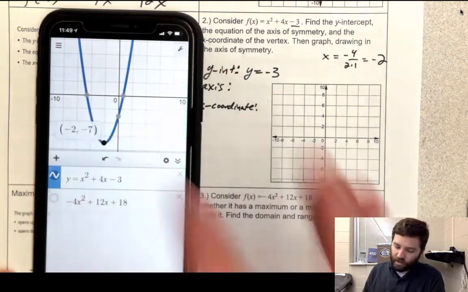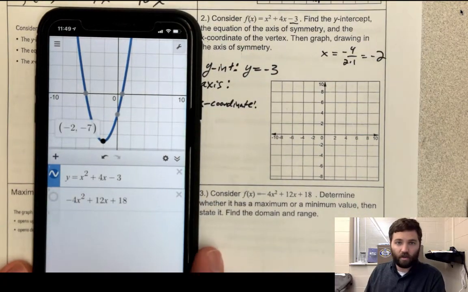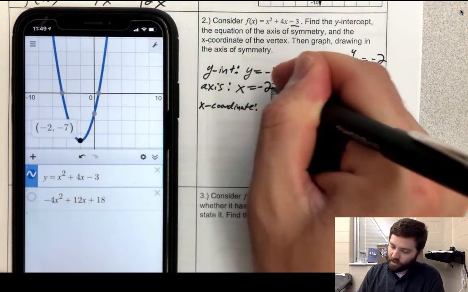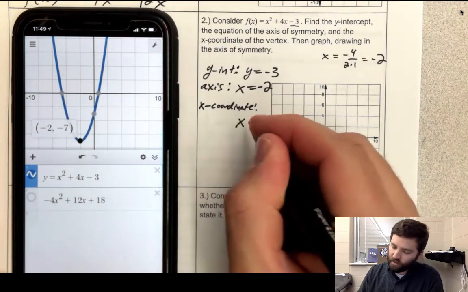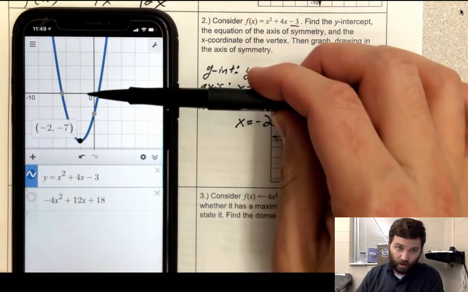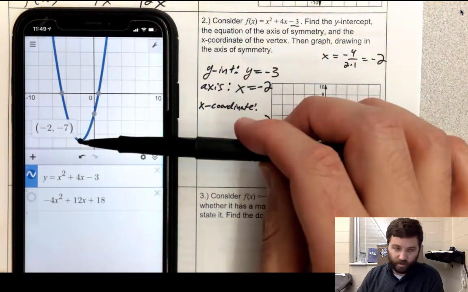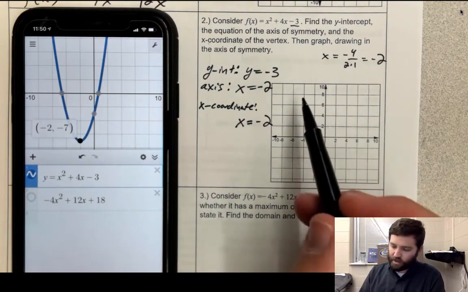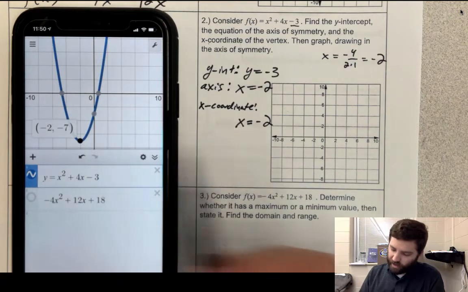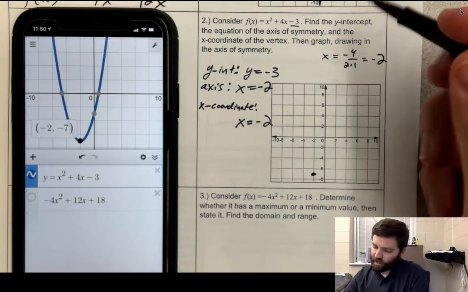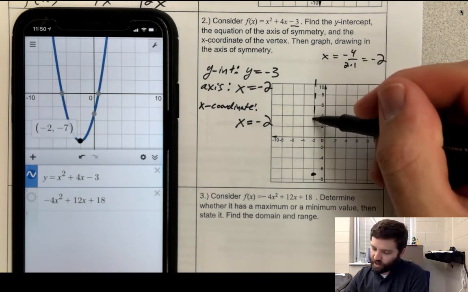And you can see that it's pretty easy to find where the axis of symmetry will be. It will be at x equals -2 once you've got the graph. That also will be the x-coordinate of the vertex. Those are the same. The axis of symmetry would be right here, and the x-coordinate of the vertex is -2. Those are intimately connected. Okay, so let's graph this thing. So it looks like I've got -2, -7 on the graph as my vertex. So I'll plot that. I'm going to sketch in the axis of symmetry as a dotted line here.